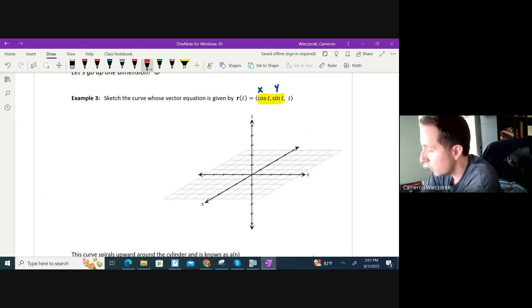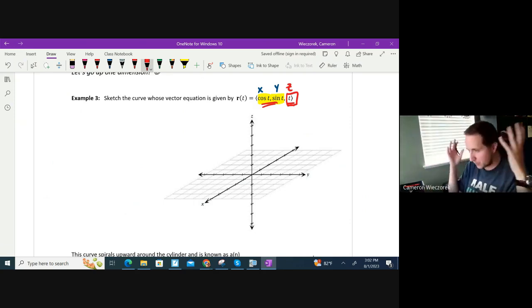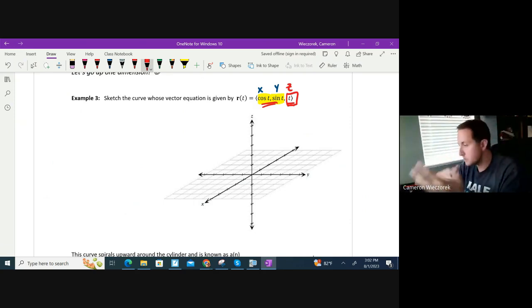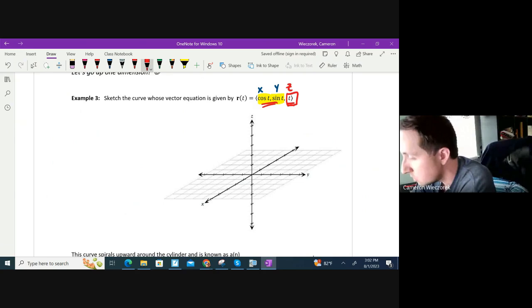So this should right away make you think, okay, something is going to be circular about this because I'm using sines and cosines. Then we look at the z component. As this space curve, or this vector valued function, moves up and down, it's moving at a linear rate, according to this z function, z of t is equal to t. So it should make you think, okay, maybe we're going to get some type of circles moving up into the air. So just some things to notice.